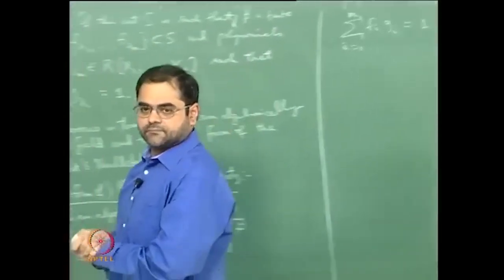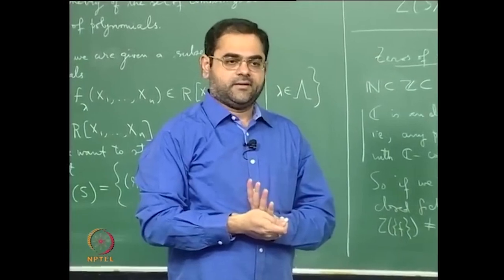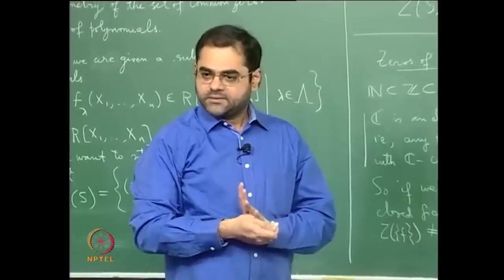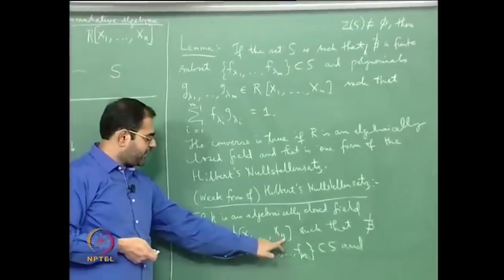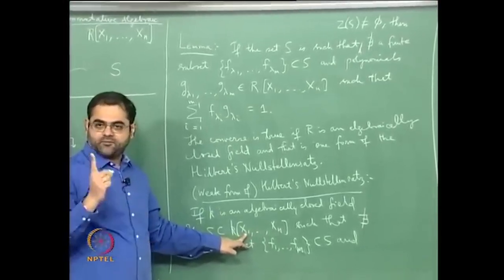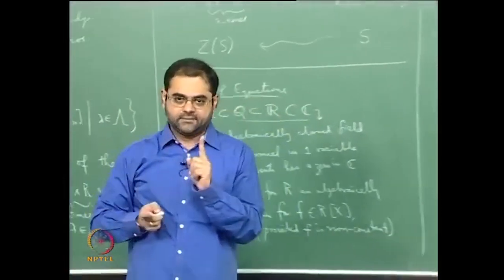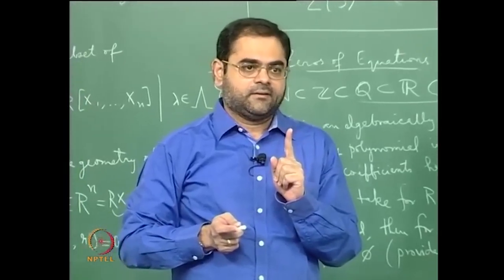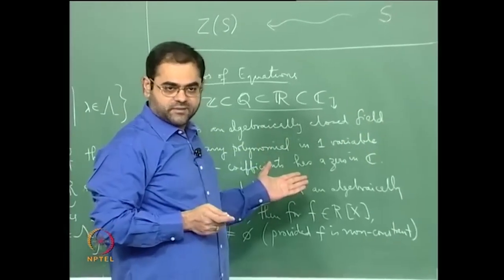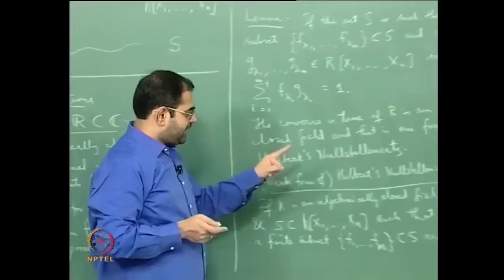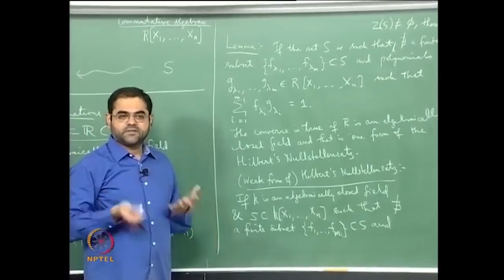You can find solutions. What you must understand is that the Hilbert Nullstellensatz is a grand generalization of the property of being algebraically closed. If I put small n equal to 1, then I am looking at polynomials only in one variable, and if I take the subset S to be a singleton set, then this statement is obviously true for an algebraically closed field. Hilbert's Nullstellensatz, when you put n equal to 1, is true just by the definition of algebraically closed field.